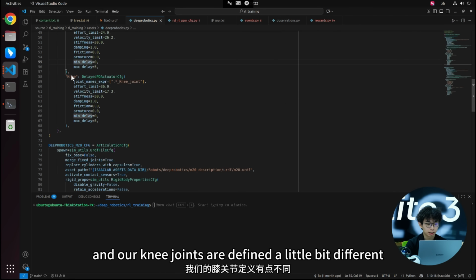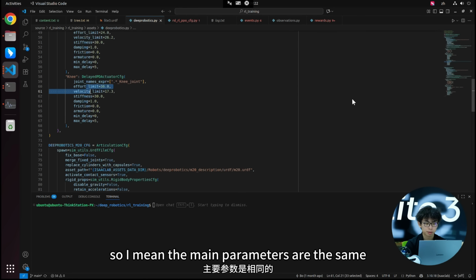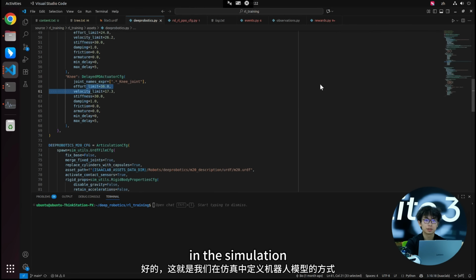And our knee joints are defined a little bit differently, but the main parameters are the same. Okay, so this is how we define our robot model in the simulation.